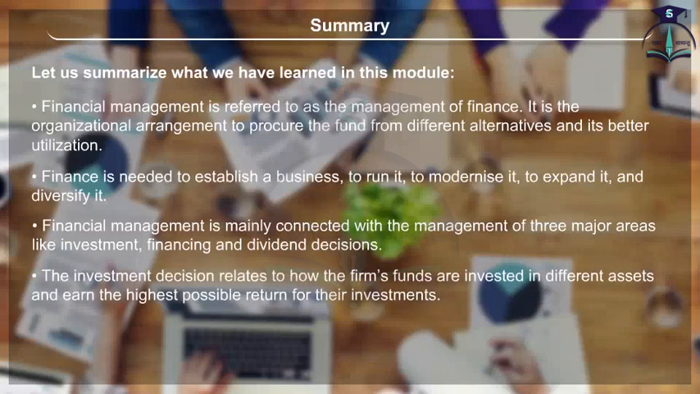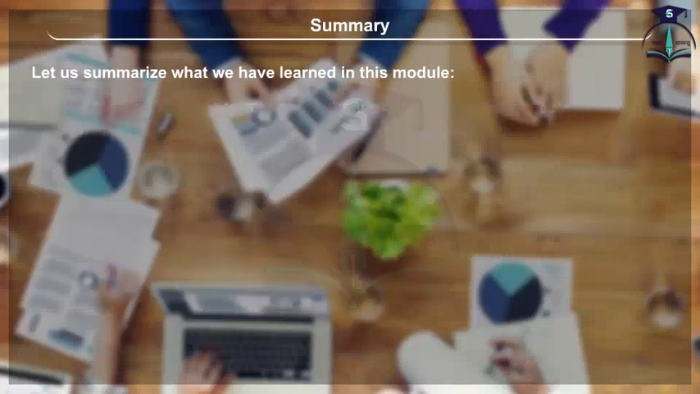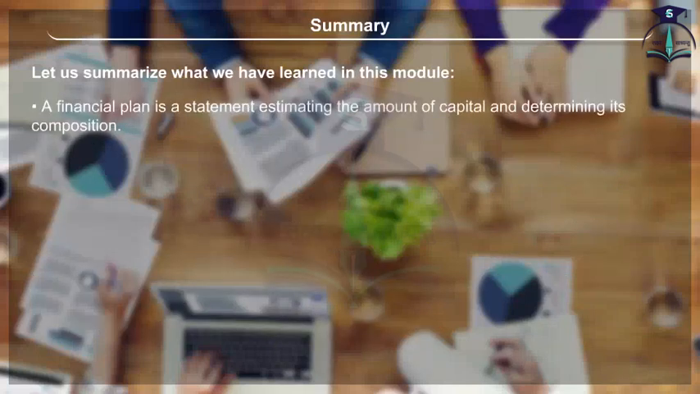The investment decision relates to how the firm's funds are invested in different assets and earn the highest possible return for their investments. Dividend is the portion of profit distributed to shareholders. A financial plan is a statement estimating the amount of capital and determining its composition.